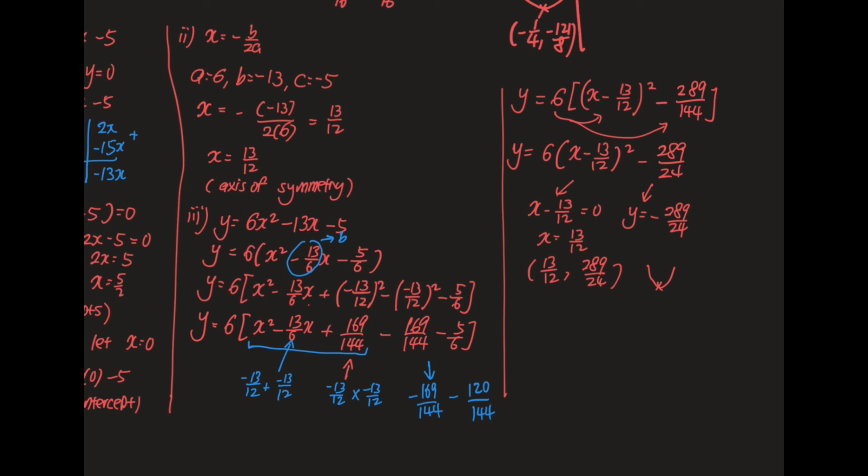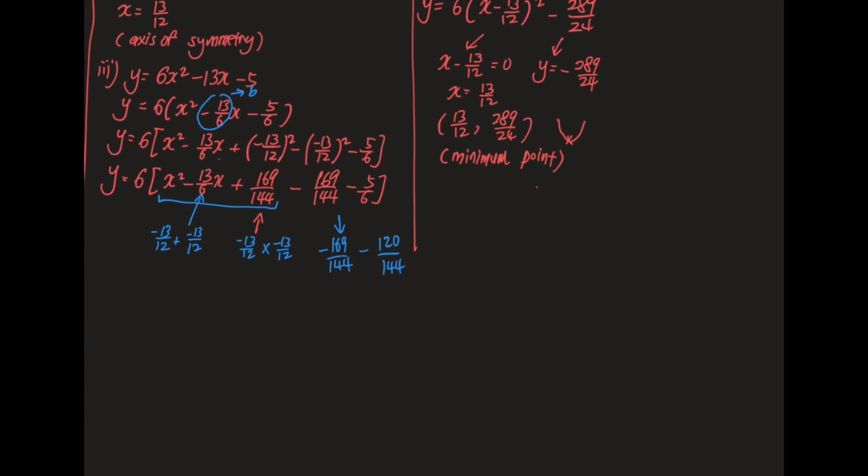And of course, this is a minimum point. The reason is because the number in front is a positive number. It's 6, it's a positive number. Then the graph is a smiling face graph, with a minimum point here. So this point is hence a minimum point. Now what to do next is we have to sketch the graph.